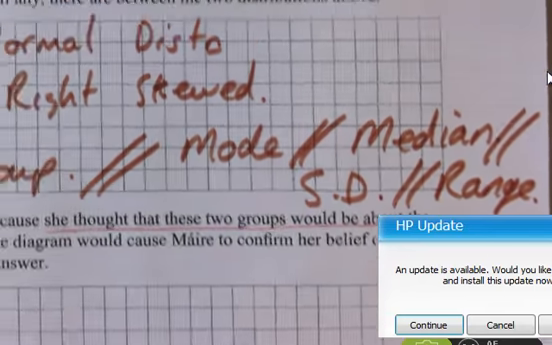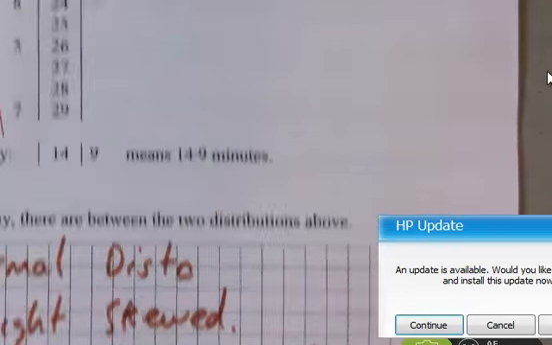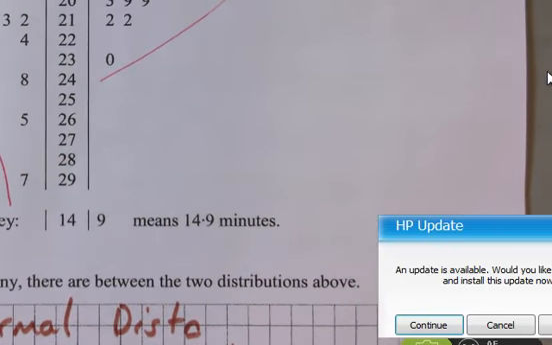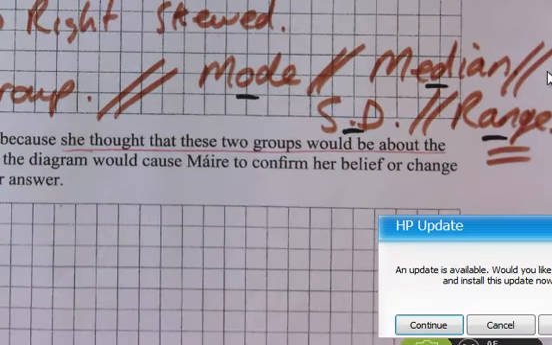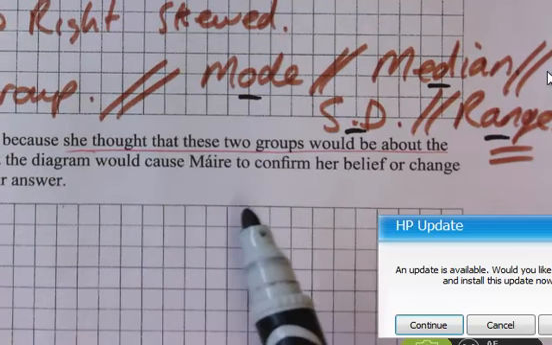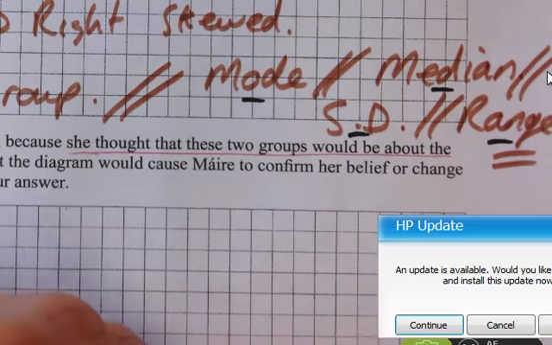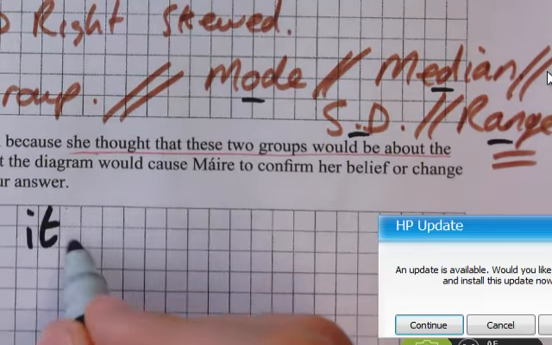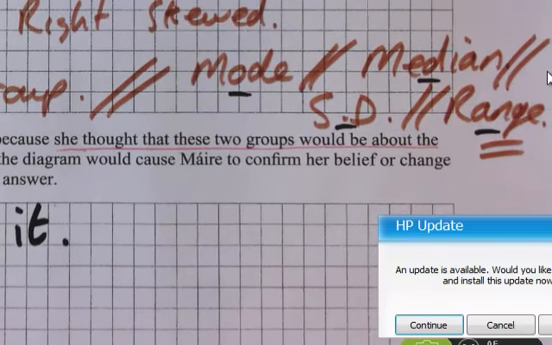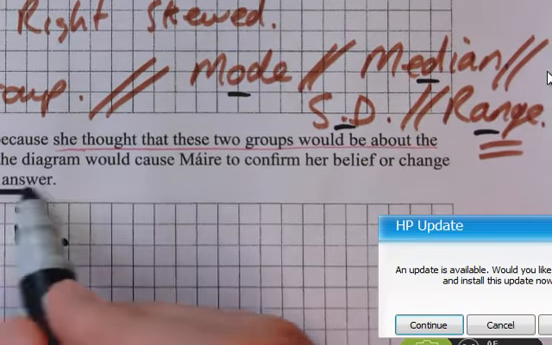Now, from looking at the exam question, the part before it, we can see first of all that the two distributions are going to be very different. One is right skewed, one is normal. That means that the mean, the mode, the median, the standard deviation and the range, they're all going to be different. So our answer here is she thought that they were going to be the same. Do you think that this would cause Moira to confirm her belief or change it? Well, it will change it. That's what we think. And then of course here, look, give reasons for your answer.